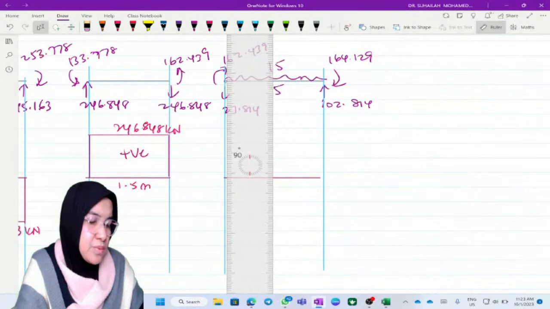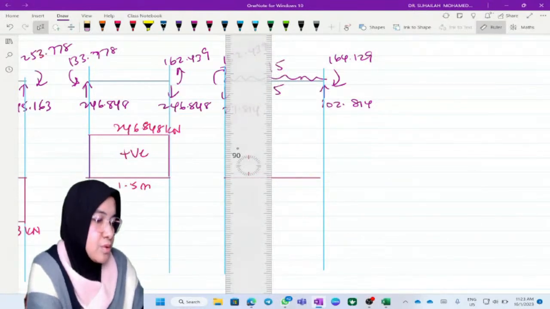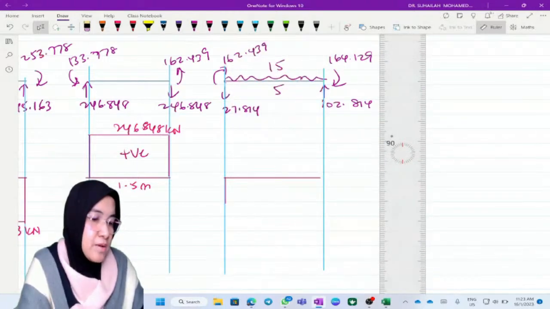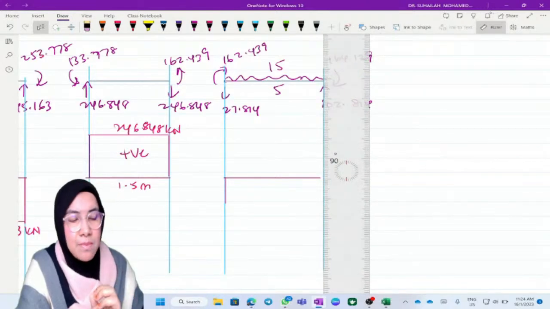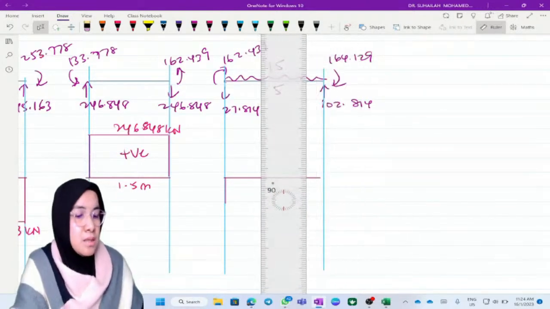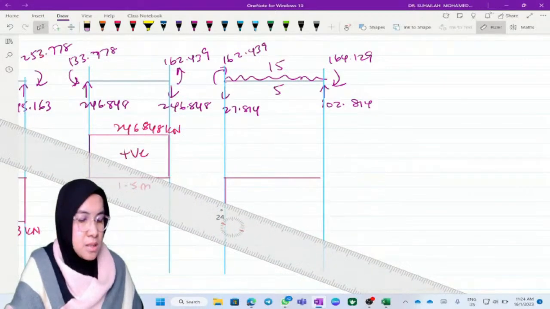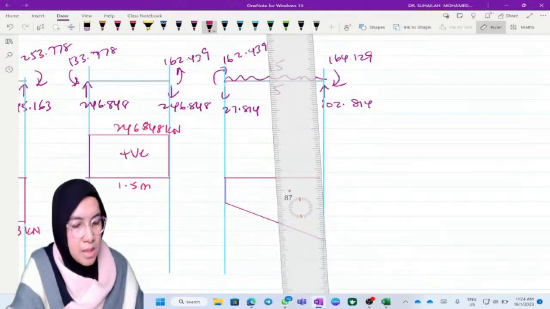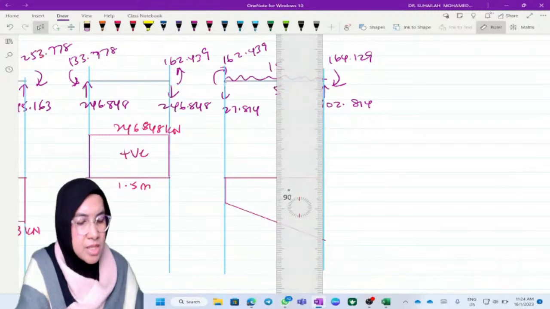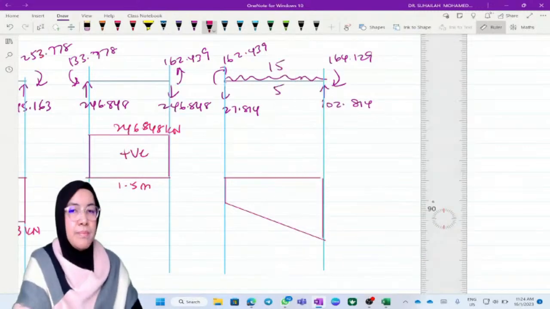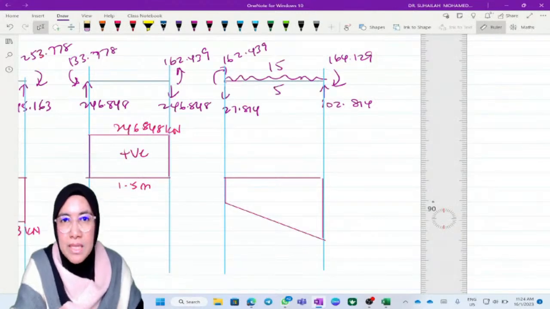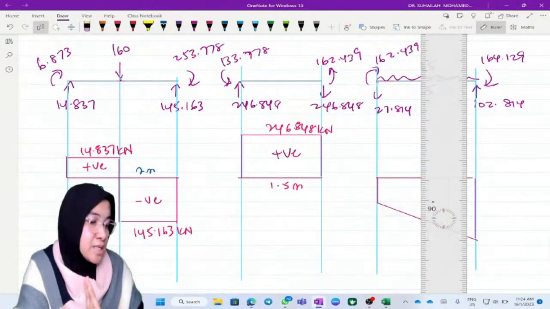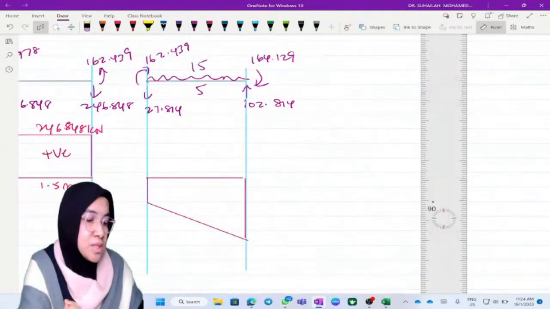And then for CD, it is now negative 27. Negative means we draw down. Negative 27, and then 15 times 5 also negative. So we get this point and this. So we don't get intersection. Intersection means we don't have maximum moment in the bending moment diagram for member CD. We get intersection for AB, but we don't get intersection for CD.